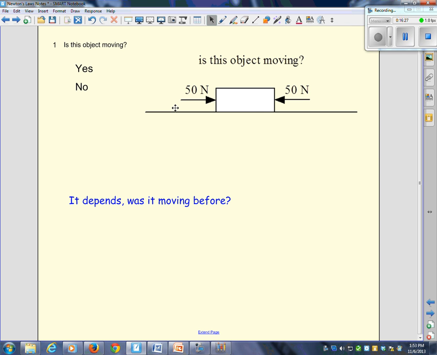Now, this is a very important question. I will ask you that question for marks later. I will disguise it. I will not ask that exact question. I'm going to ask that question probably about 10 more times this unit. And the basic answer is always, it depends. Okay? If the answer is yes, it was moving before, then it will continue moving. If the answer is no, well, then it stays put. Make sure you get that.